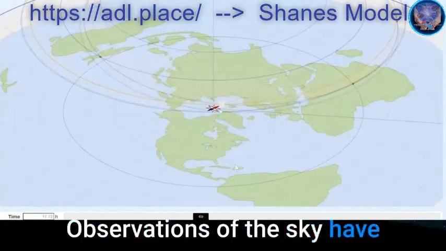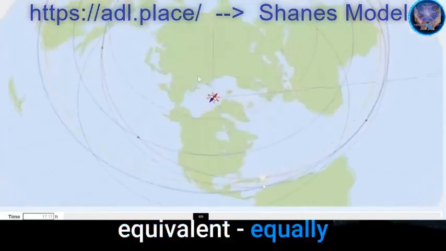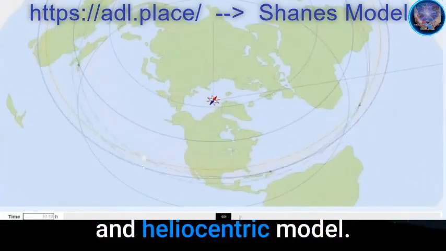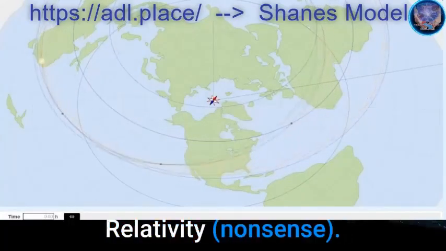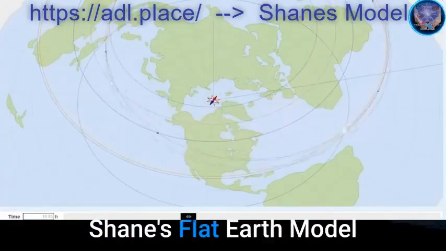Observations of the sky have always been kinematically equivalent, equally applicable to geocentric and heliocentric model. This was rather the point of the invention of special and general relativity nonsense. Problems with the Shane's flat Earth model.